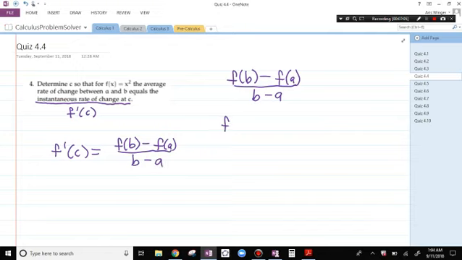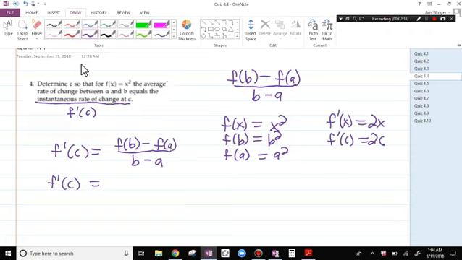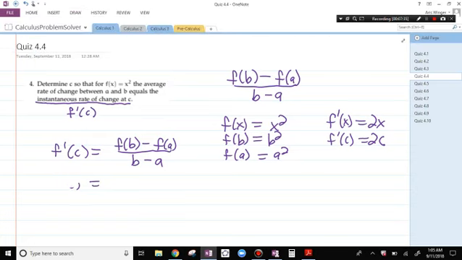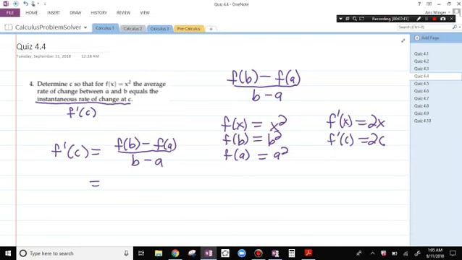So f of x is x squared. f of b is b squared. f of a is a squared. f prime of x is the derivative, that is 2x. f prime of c is 2c. f prime of c equals f of b minus f of a over b minus a. Let's do some simplifying here. f prime of c we've already written. It's 2c.